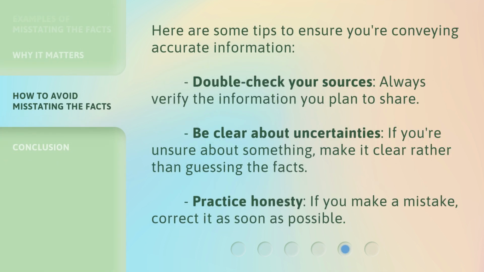Here are some tips to ensure you're conveying accurate information. Double-check your sources. Always verify the information you plan to share. Be clear about uncertainties. If you're unsure about something, make it clear rather than guessing the facts. Practice honesty. If you make a mistake, correct it as soon as possible.